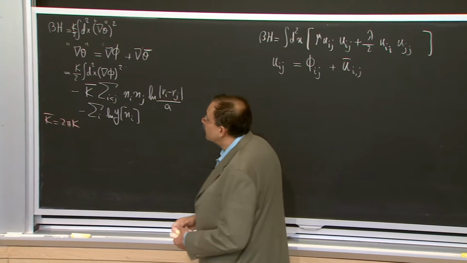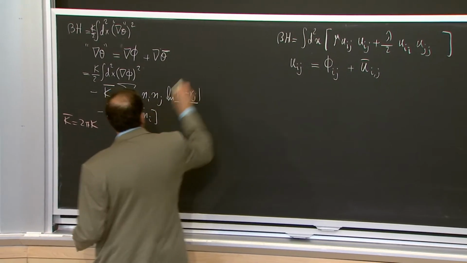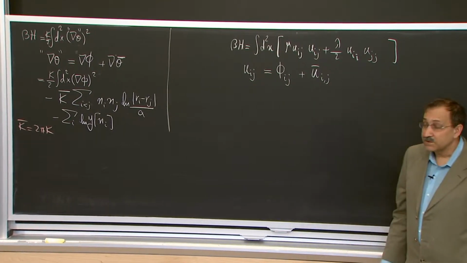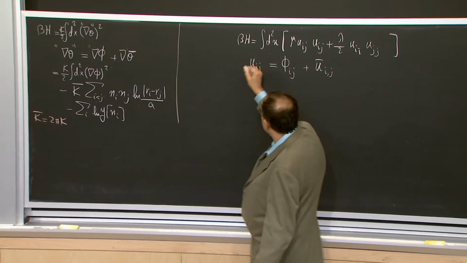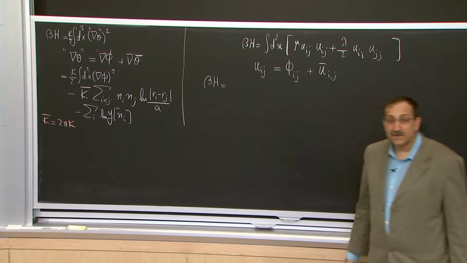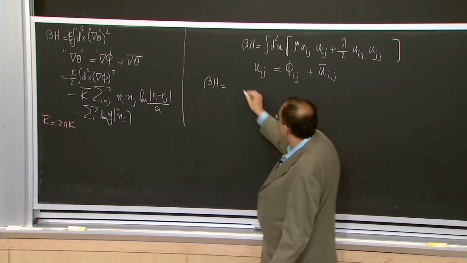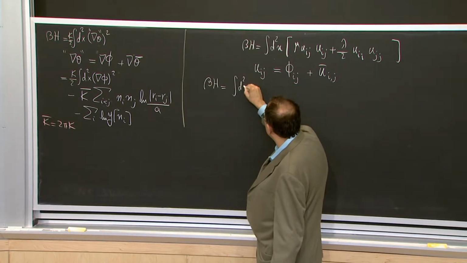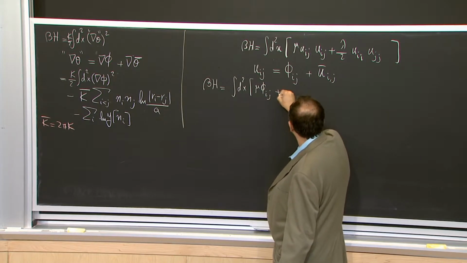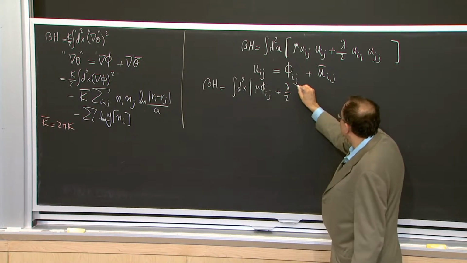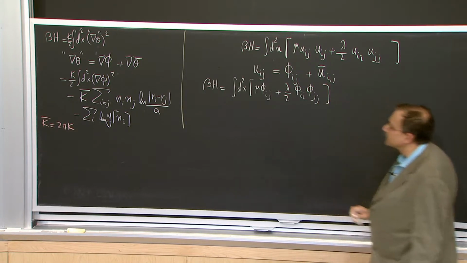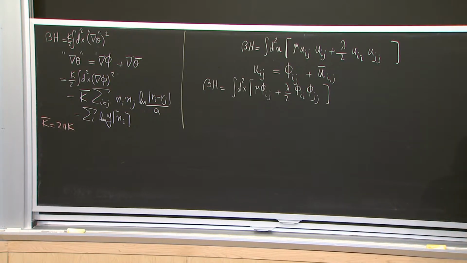So I can do the same thing over here. And what I find happens is that my beta h gets decomposed as follows. There will be a part that is simply the original expression now for the field that is well behaved and has no dislocation piece. Okay?